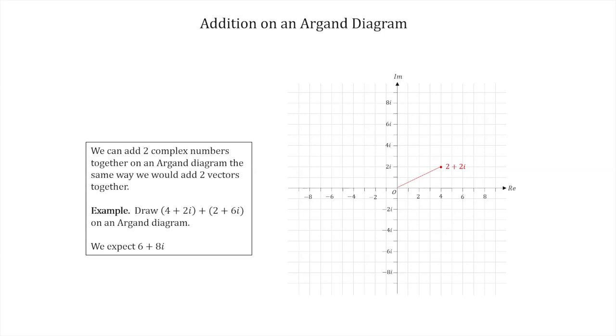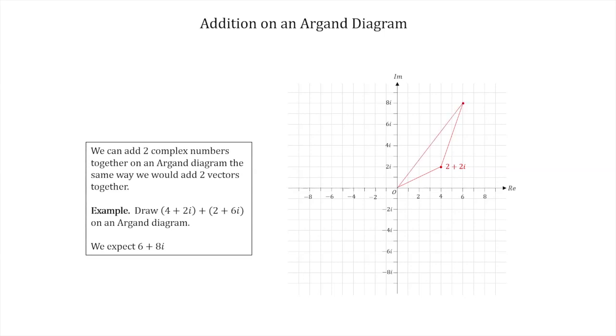The number is just the point, but I've drawn the line because I'm acting as though they're vectors, to show how I can add them up. Then I need to draw 2 plus 6i. But remember, with vector addition, you place the second vector at the end of the first and start it there. So if we do the same thing, this is 2 plus 6i: I've gone 2 along the real axis and then 6 up the imaginary axis, but I've started at the end of the first one. So I get to this point here.